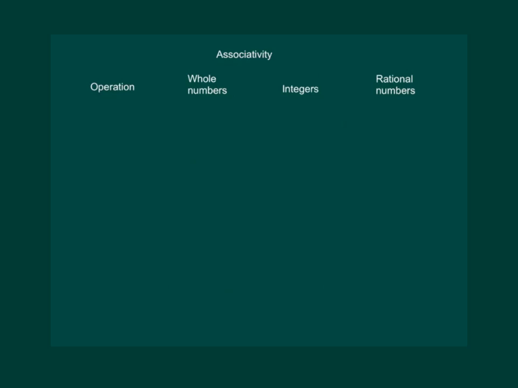Now we are in a position to make a table and show that addition is associative for whole numbers, integers, and rational numbers. Subtraction is not associative for whole numbers, for integers, and for rational numbers. Multiplication is associative for whole numbers, integers, and rational numbers. And division is not associative for whole numbers, integers, and rational numbers.